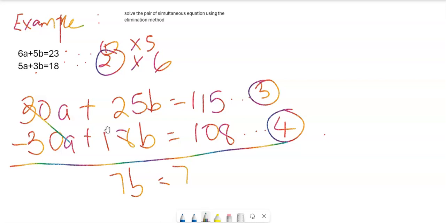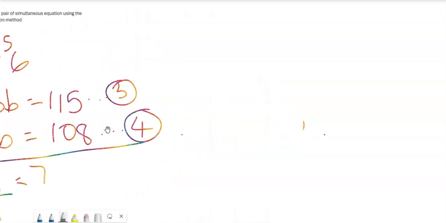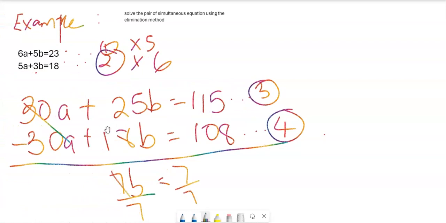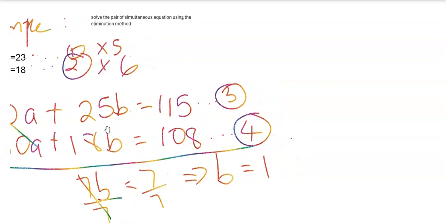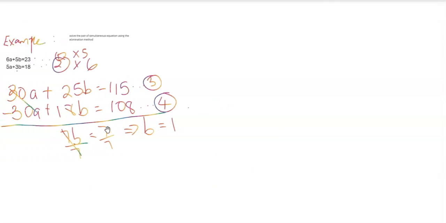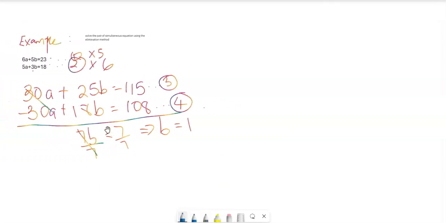So we want b. Divide both sides by the coefficient of b. So 7 will cancel 7 over there. So that means b is equal to 1 because 7 divided by 7 is 1. Now we are not finished with the problem, right? We have found b, now we need to find a. So we're going to substitute the answer that we get into one of the original equations. So either in equation 1 or equation 2.